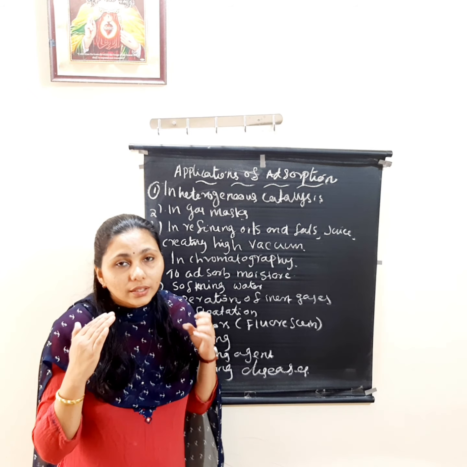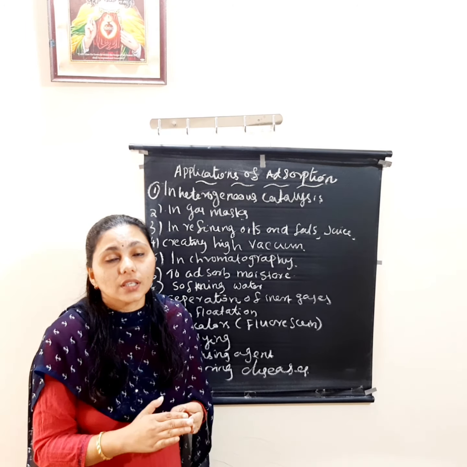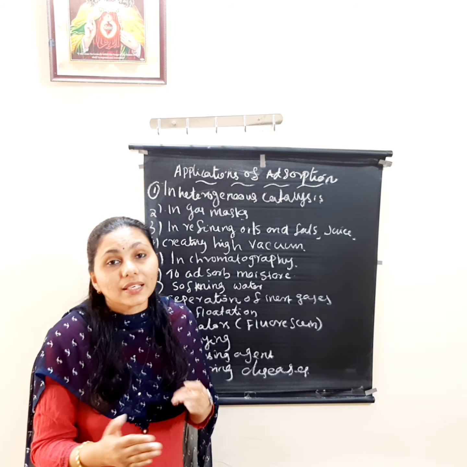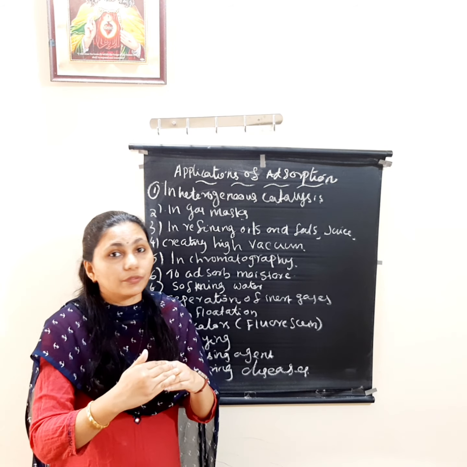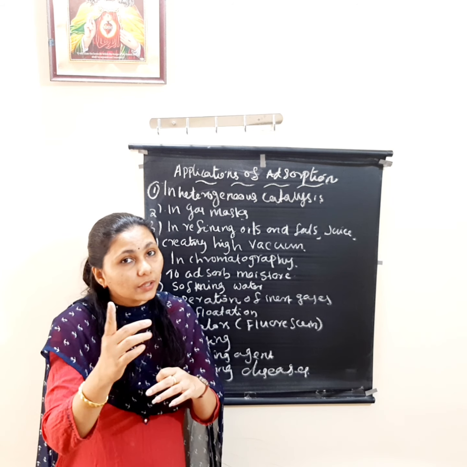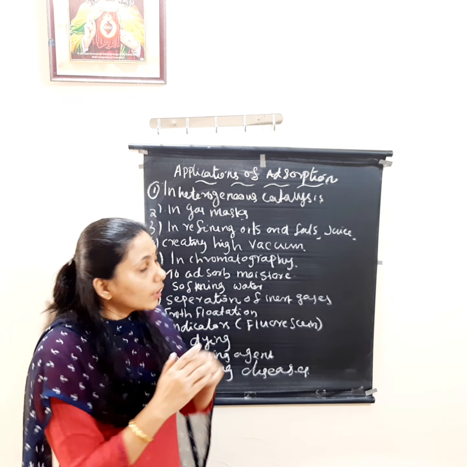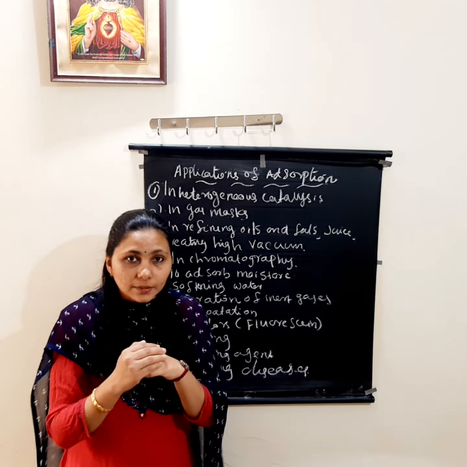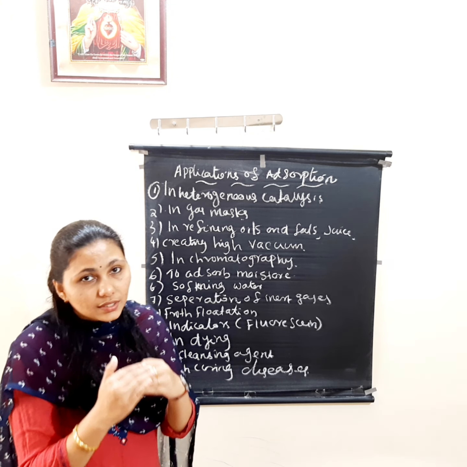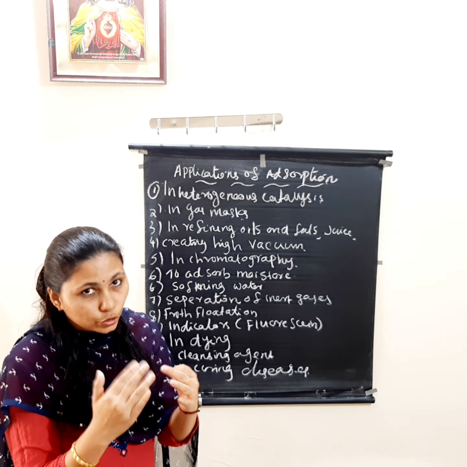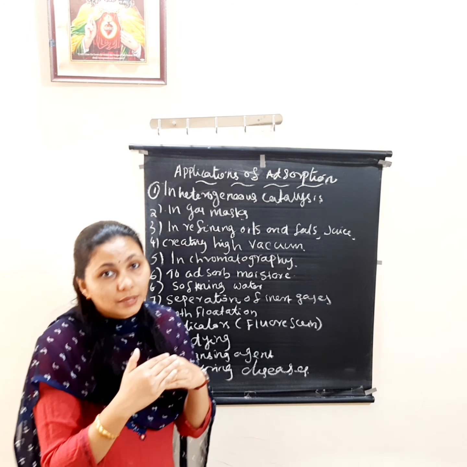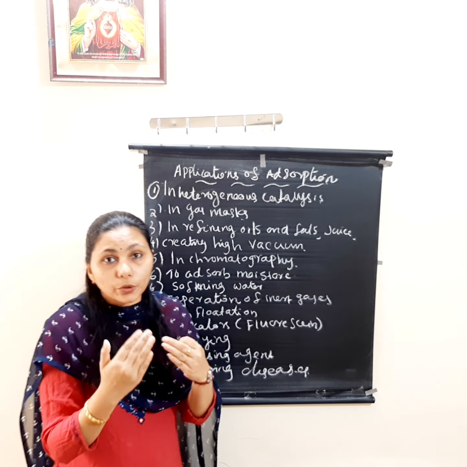If a catalyst is present in a reaction, what will happen? The reactants are adsorbed on the surface of the catalyst. So there, which process is there? Adsorption. Then the second is in gas masks. In a mask we are using adsorption. Any adsorbent there will adsorb any poisonous gas.